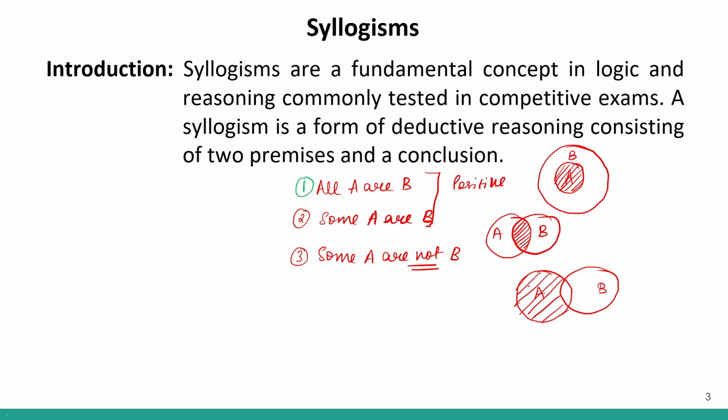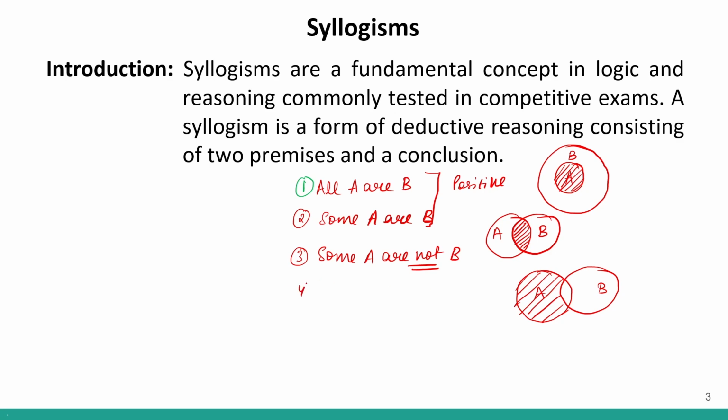This particular portion of A is not B. Therefore, this is the data that is being highlighted. So, the highlight has changed. Now, we are focusing on other data. Correct? Over here, some A are B, we will focus on the overlapping. But when we talk about some A are not B, we focus on the part that is not overlapping.